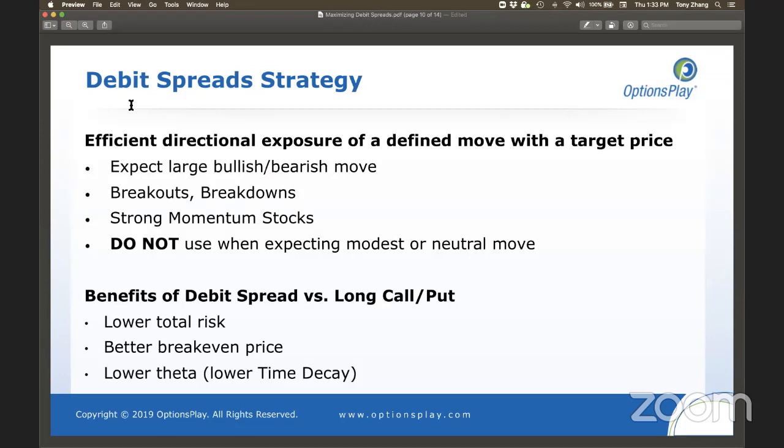So now that we've discussed the strategy itself, what it is and how they're constructed, I want to talk a little bit about when you should use it, because that's just as important. Number one, it's really important to understand that debit spreads are only useful when you expect a large bullish or bearish move on an underlying stock. They typically are best when you have a defined move in mind, especially with a target price. And I'll go through some examples to show you why sometimes that's important.